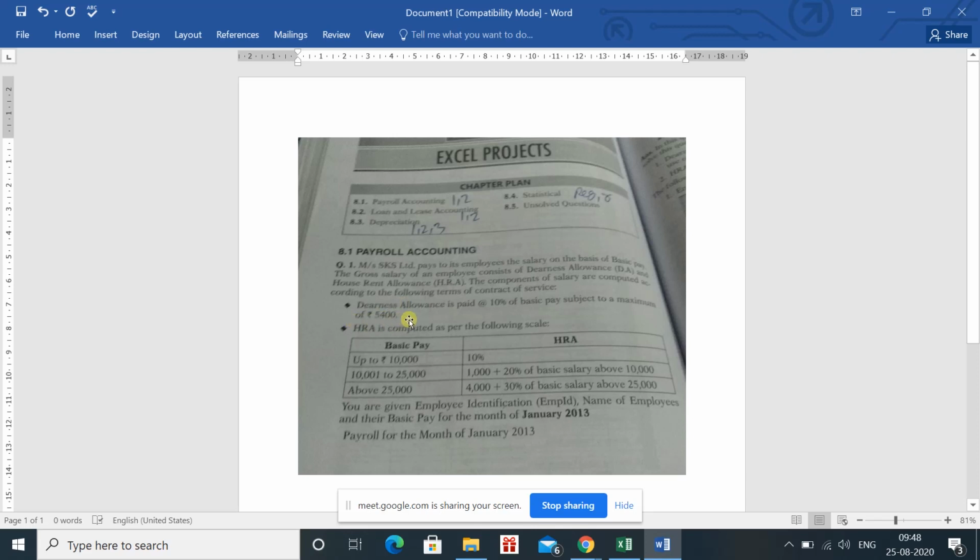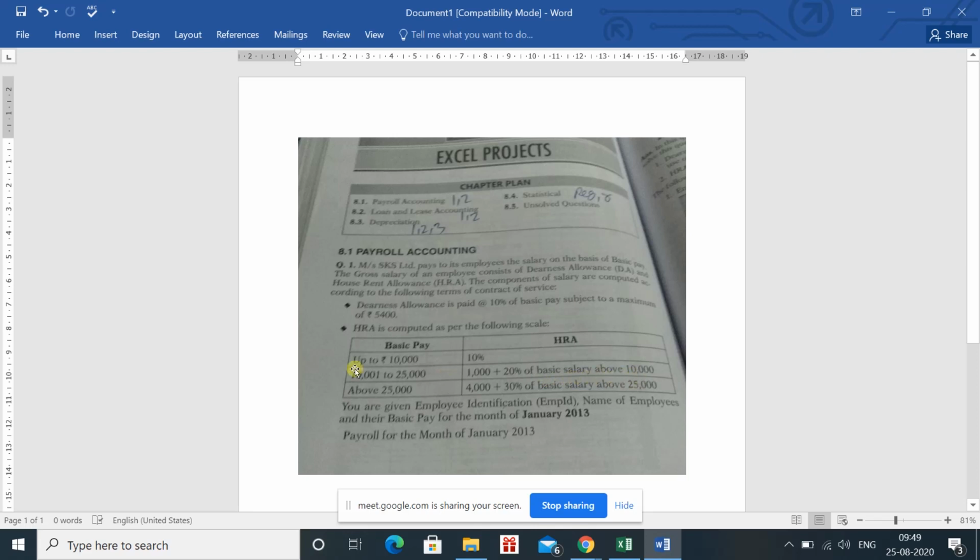They have given conditions for DA and HRA, which we will discuss. They are saying that DA is paid at a rate of 10% of basic salary, subject to a maximum of 5400. HRA is computed as per the following scale. Up to 10,000 you will receive 10% of basic salary. If your salary is 10,001 to 25,000, then fixed 1,000 plus 20% of basic salary which is above 10,000.